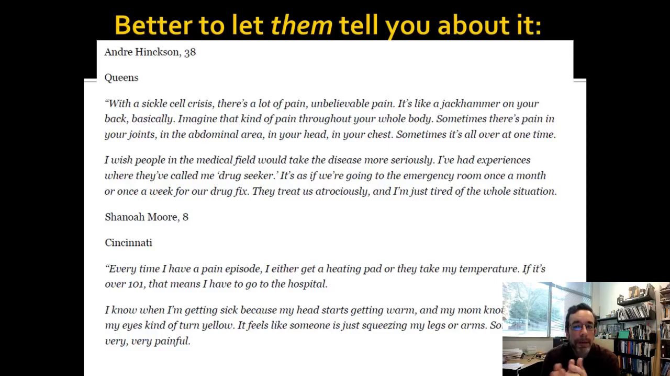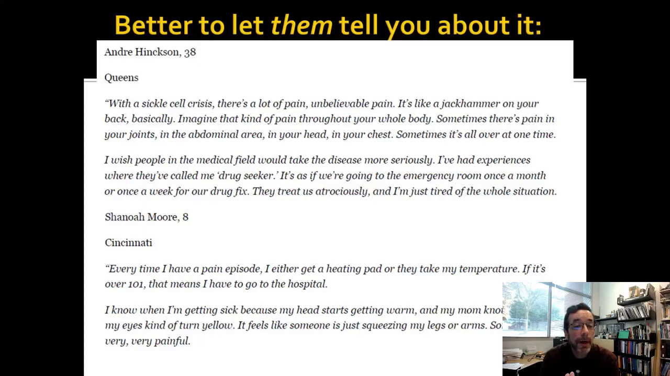There's unbelievable pain. One patient says it's like a jackhammer on your back, throughout your whole body, pain in your joints. Basically, there's a flare-up of it, and it has to do with things like osmotic pressure and the concentration of the red blood cells. But there are episodes where the anemia happens more, and once you get something caught up in your capillaries, they keep getting caught up, and it gets worse and worse, and the pain is all over.